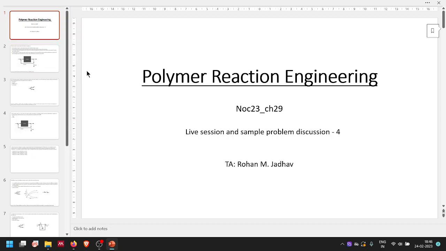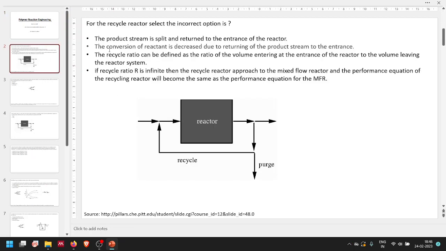So, in this live session, we will be discussing reactors and reaction schemes, multiple reactions in series or in parallel. So, moving on. First question we have for the recycle reactor: select the incorrect options. So we'll be looking at these options one by one and figure out which one of them is incorrect. Starting from the first one, we have: the product stream is split and returned to the entrance of the reactor. So we have a schematic right here.